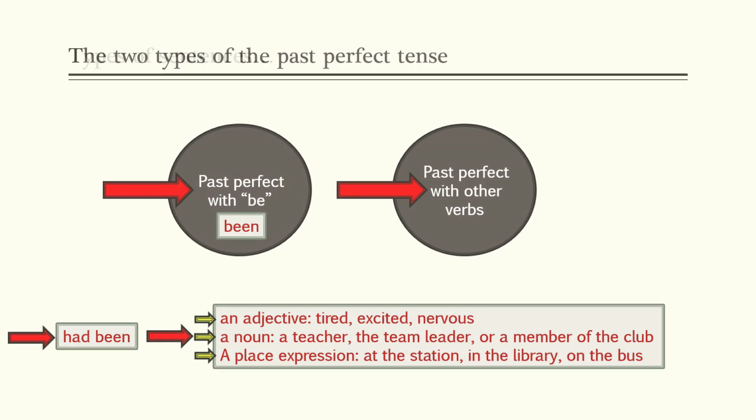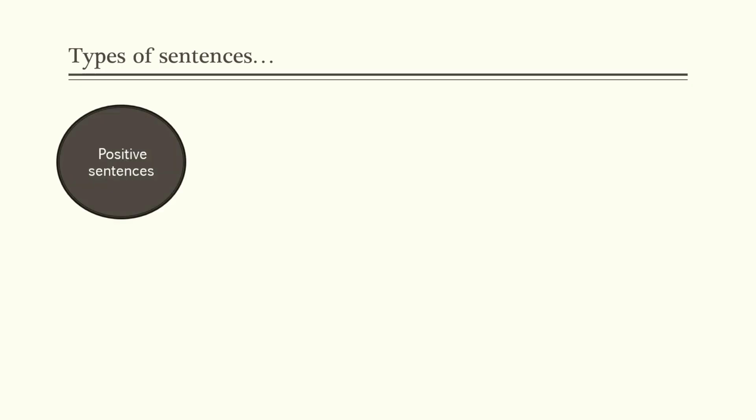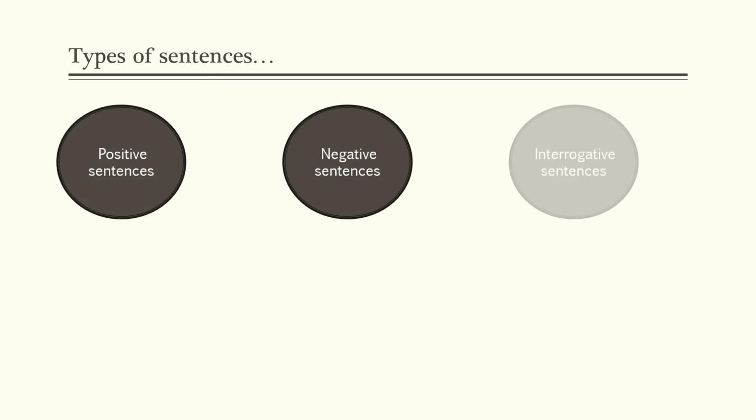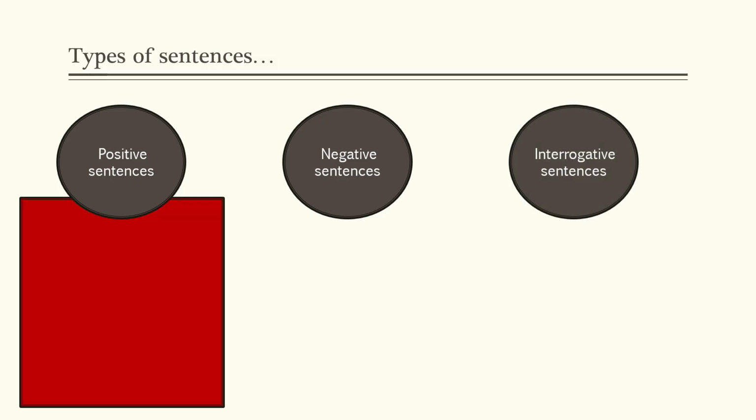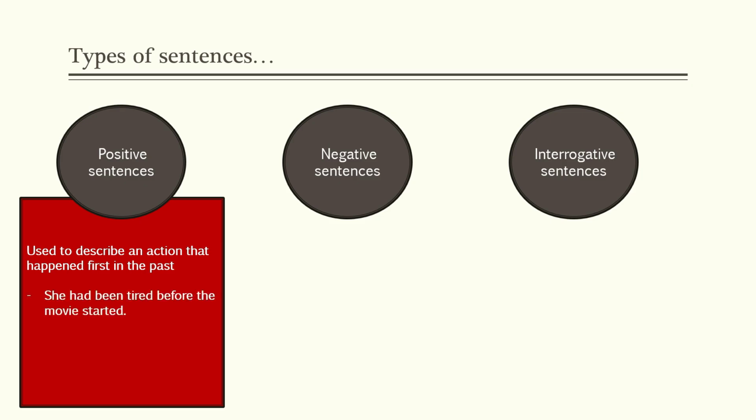As you know, there are three main types of sentences in the past perfect: positive, negative, and interrogative. Positive sentences in the past perfect are used to describe an action that happened first in the past. Look at these two examples. She had been tired before the movie even started. They had been at the park before it began to rain. These two sentences are positive.